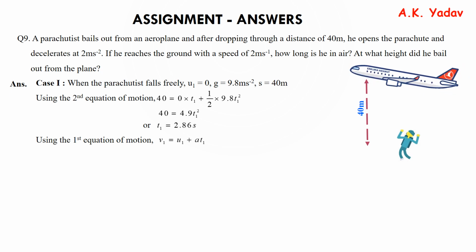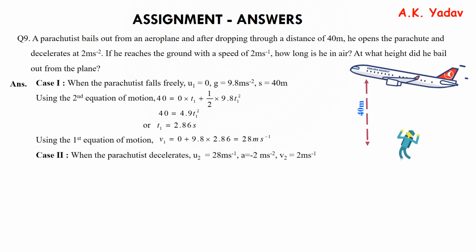Here it is: v1 is equal to u1 plus at1. So we put all the values and we get v1 is equal to 28 meter per second. Now when he decelerates, the final velocity in case 1 changes to the initial velocity in case 2, that is u2 becomes 28 meter per second. The final velocity is 2 as given in the question. a is minus 2, again given in the question.